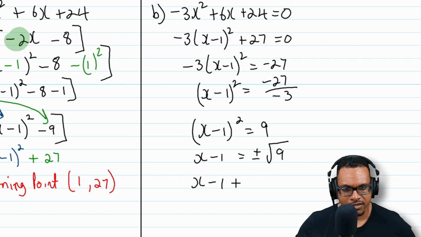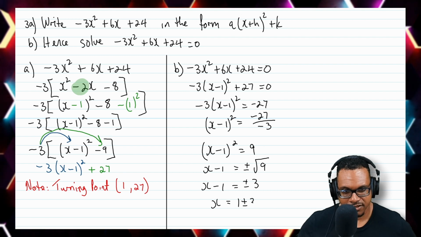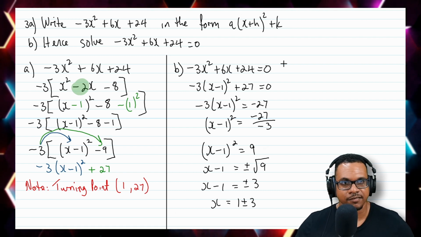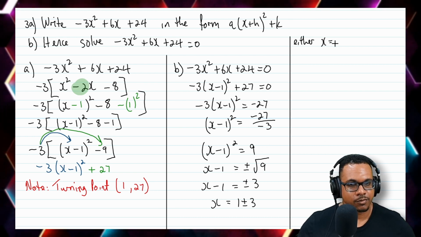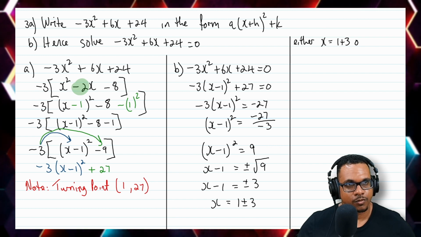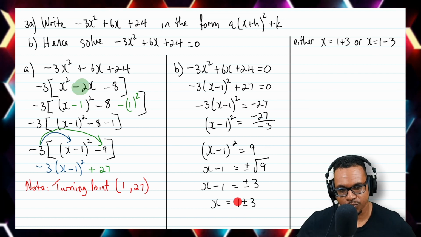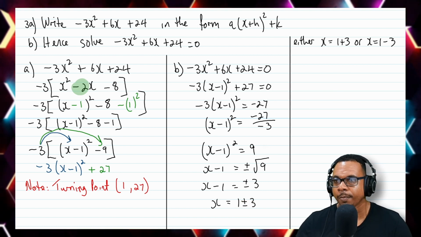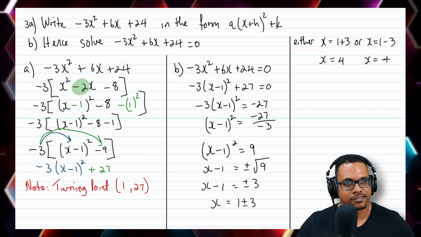So x − 1 is equal to plus or minus, well, the square root of 9 is 3. So when I transfer this 1 across the equal sign, it'll turn to +1 and I write it in front here. So I'll have x is equal to 1 plus or minus 3. Now it's easy to see the answer. We'll have either x is equal to 1 plus 3 or x is equal to 1 take away 3. And that's why you use the plus or minus. So 1 plus 3 is 4, and 1 take away 3 is -2.